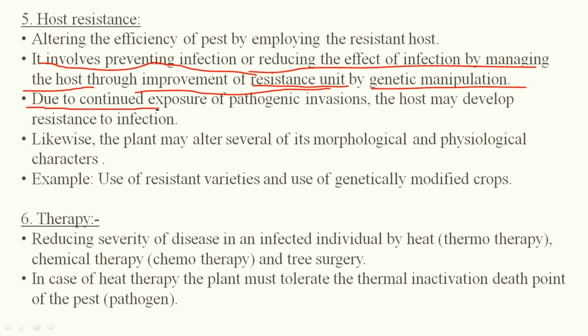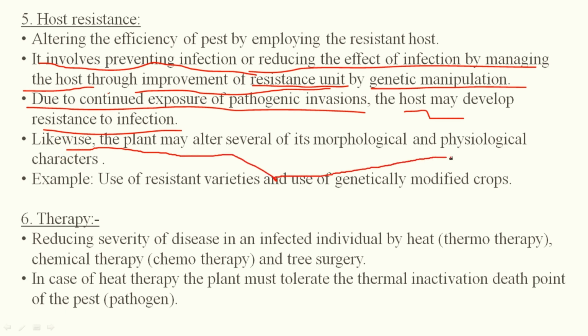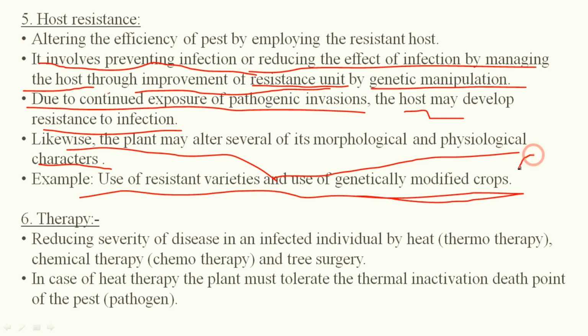Generally in plant, what happens? Due to continued exposure to pathogenic invasions, the host may develop some resistance to infection. Likewise, the plant may alter several of its morphological and physiological characters so that it will be difficult for the disease or the pest to colonize or to develop. For example, use of resistant variety and use of genetically modified crop, generally denoted as what? GM crops, genetically modified crops. This one is what? Host resistance.